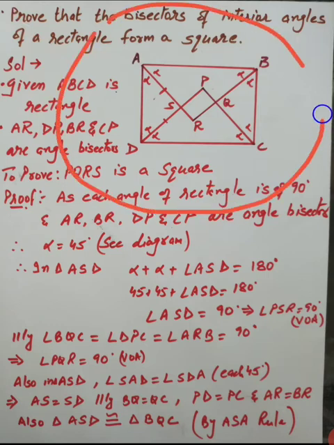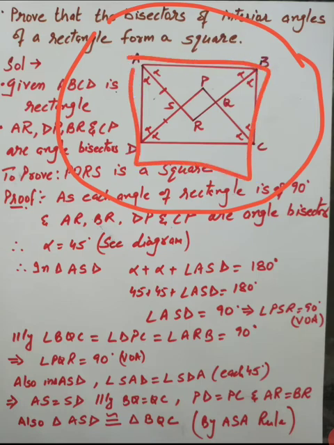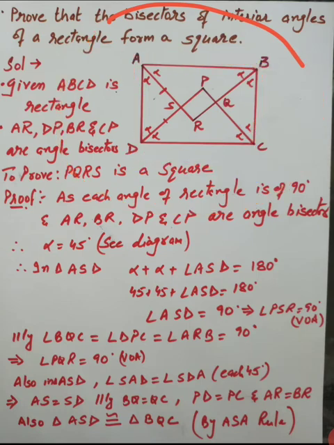You can see in this diagram ABCD is a rectangle, and angle A, angle B, angle C, angle D are of 90 degrees, as you know that angles of a rectangle are of 90 degrees. Here what is given to us is that AR, DP, BR and CP are angle bisectors. So that is why I have mentioned it here alpha, alpha, alpha, alpha on every side, right?